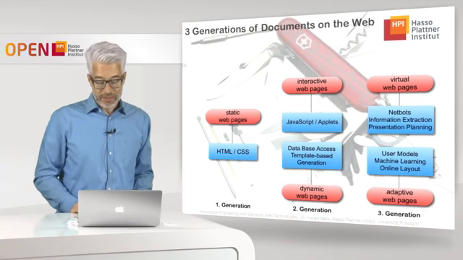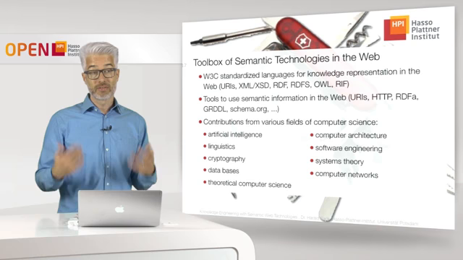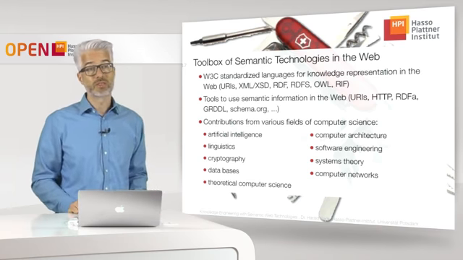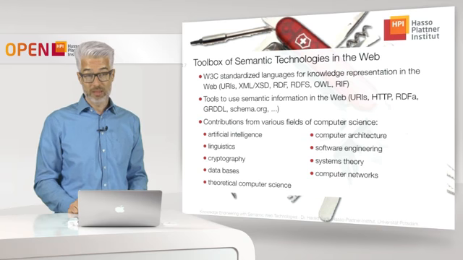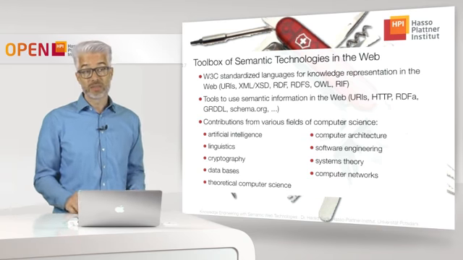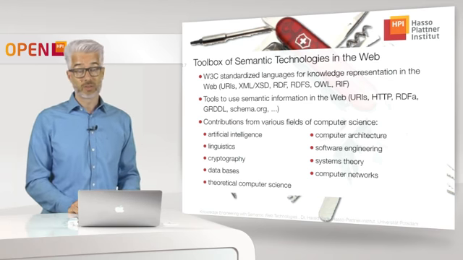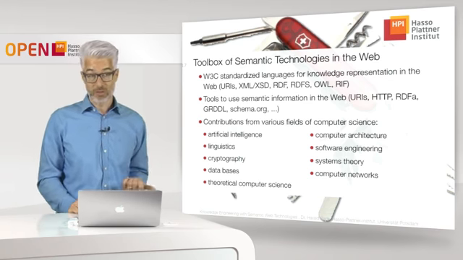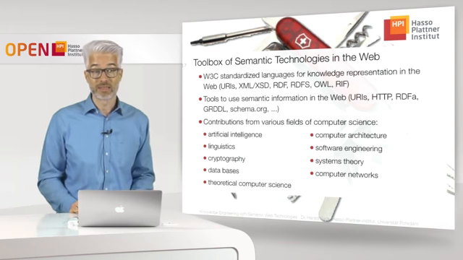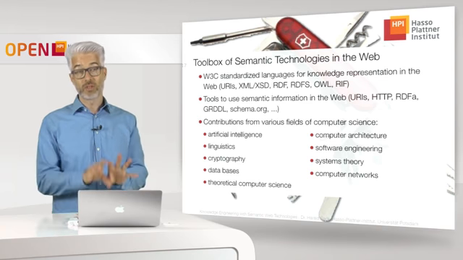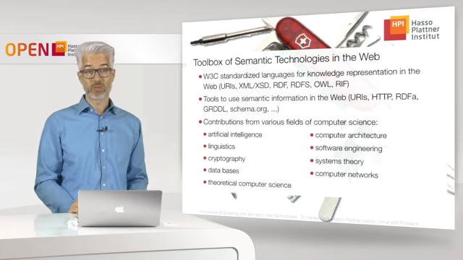To achieve all this, you will need lots of technologies, and here is a short summary of the toolbox of semantic web technologies that are available and that we will talk about in the course of the lecture. So there are several W3C standardized languages for knowledge representation in the web: URIs, we already have talked about URIs, then XML, XML Schema, RDF Schema, OWL, the Web Ontology Language, and the Rule Interchange Format, for example, for knowledge representation with standardized languages.